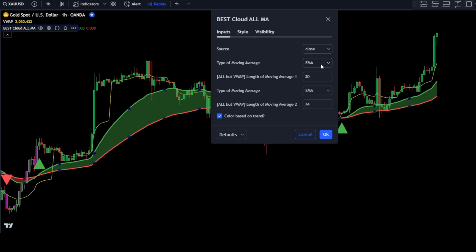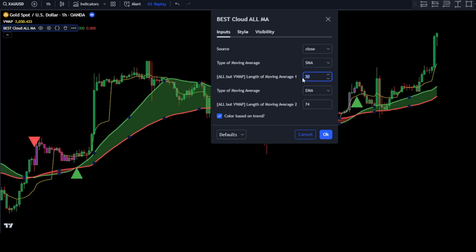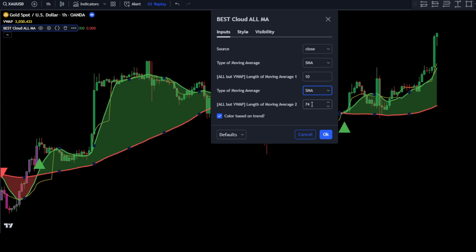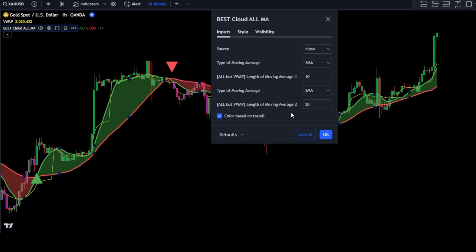In the Input tab, change the type of the first moving average to SMA. Then, change the length of the first MA to 10. After that, also change the type of the second moving average to SMA. And for the length of the second MA, change it to 30.